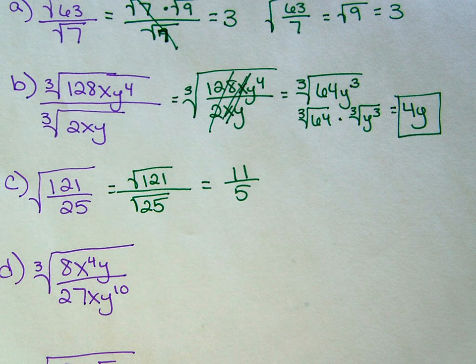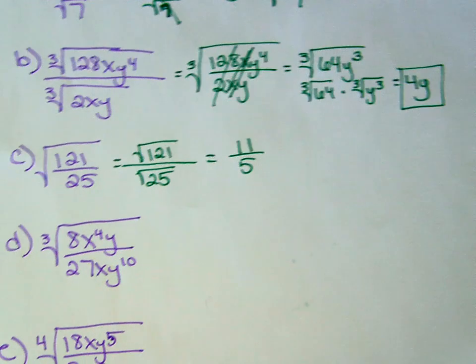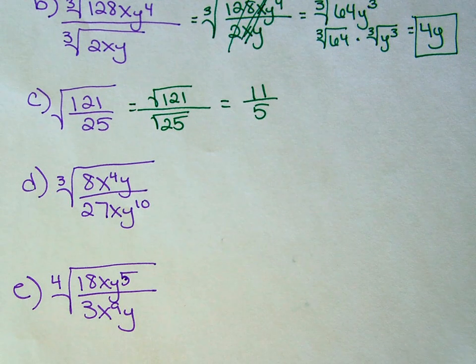All right, let's look at D. D, we have one big radical. We have the third root of 8x to the fourth y over 27xy to the 10th. 8 and 27 have nothing in common. But I could simplify my x's and y's before I do my quotient. And that would be helpful.